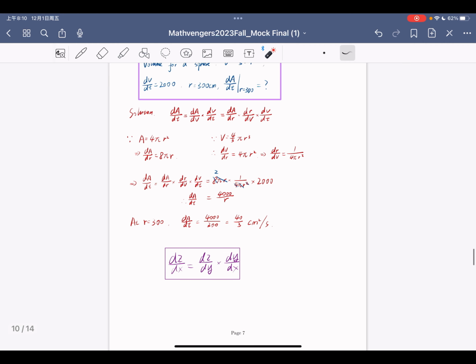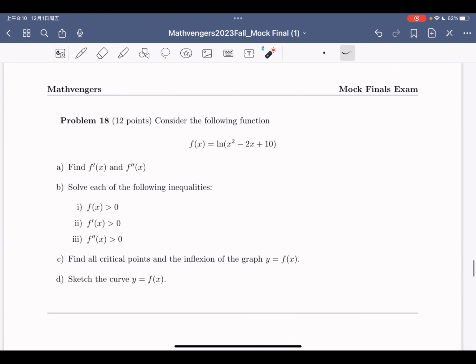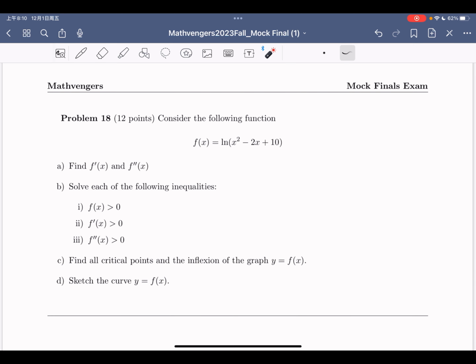Now we move to the next one. Problem 18. Consider the following function: f(x) is equal to ln of (x squared minus 2x plus 10). For part A, you need to figure out the first derivative of this function and the second derivative.